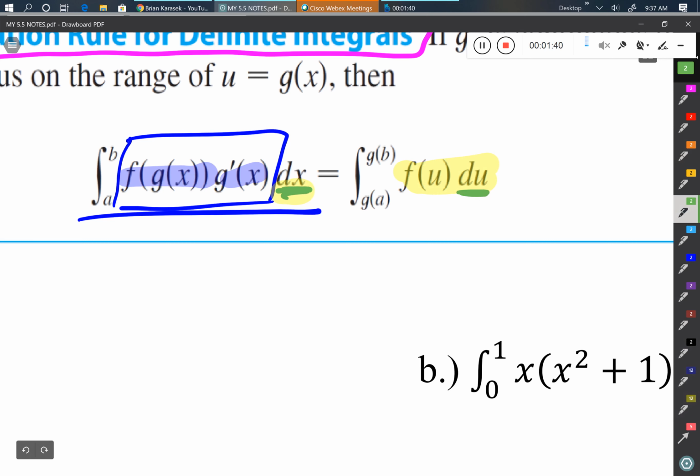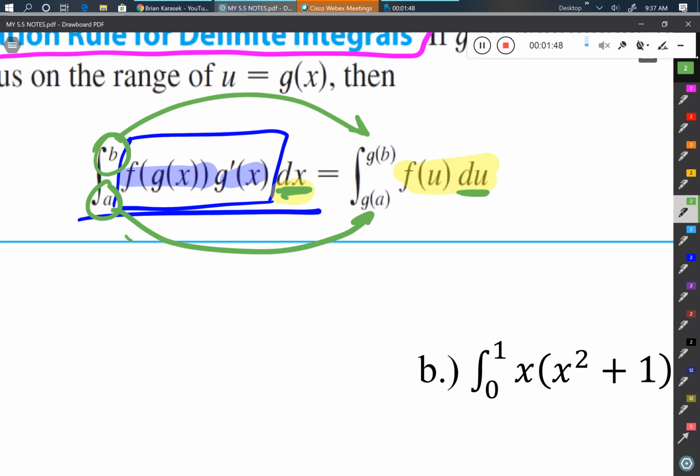But the other thing to make note of is if I change my variable from x to u, then these limits of integration here also have to change, because those limits of integration in the original integral were based on the variable being x. If the variable is now u, we have to change them. And how do we change them? We change them by using the substitution piece from our substitution here, the u statement. And when we do one, it'll be more clear, right?